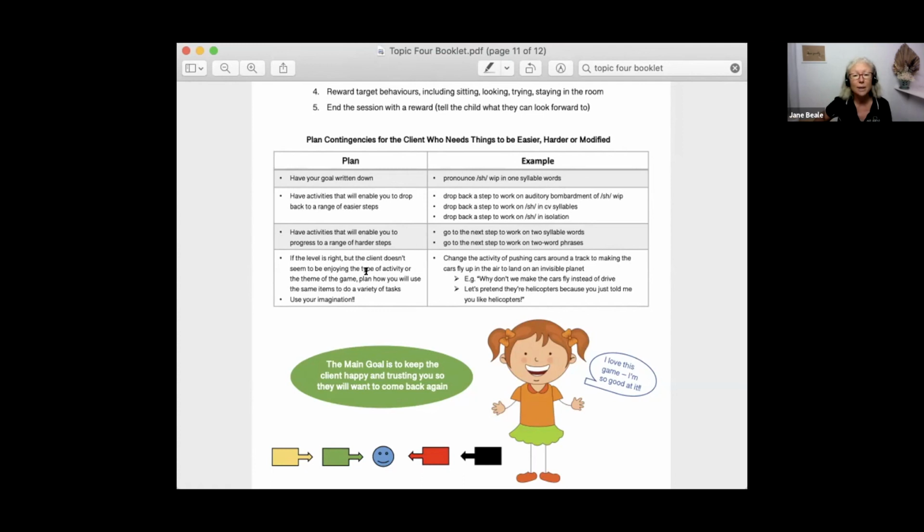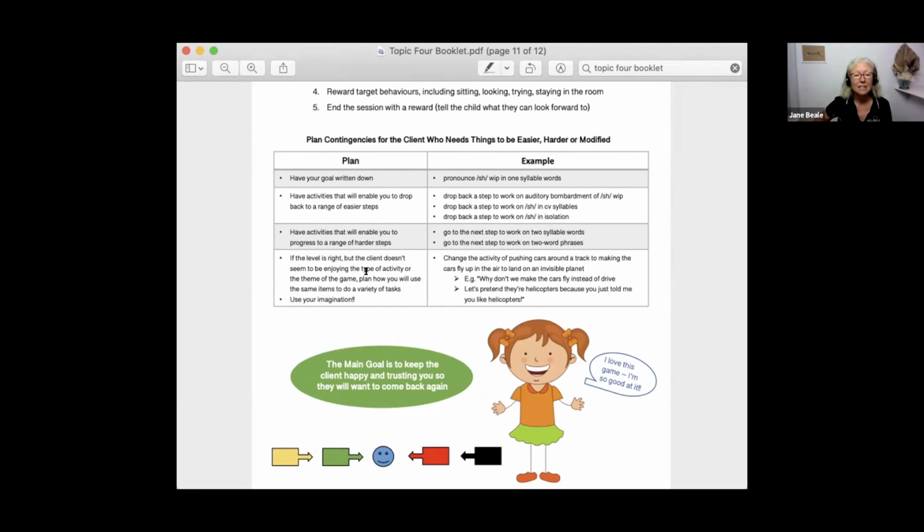Or you might drop back to working on sh in a CV syllable, like shoe, she, and nonsense ones, shay. You might drop back to working on sh just in isolation. So instead of the child having to say sh word initial position like shoe and shop, now they're just going to have to say shh. So that's an earlier step, isn't it?